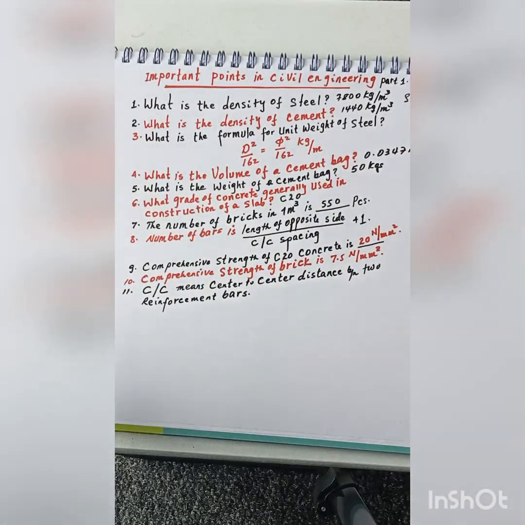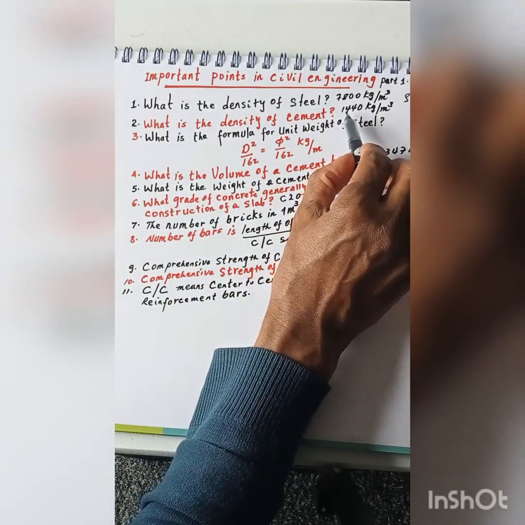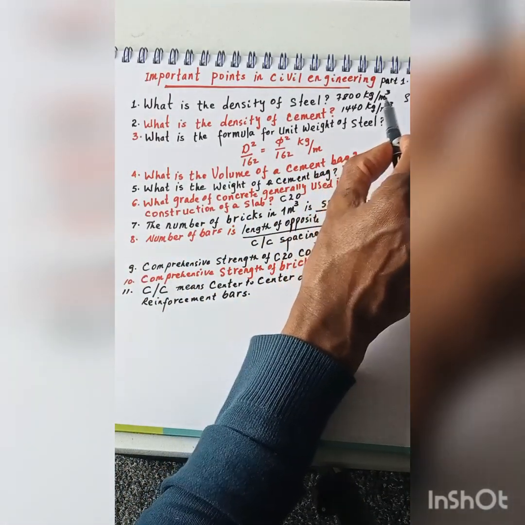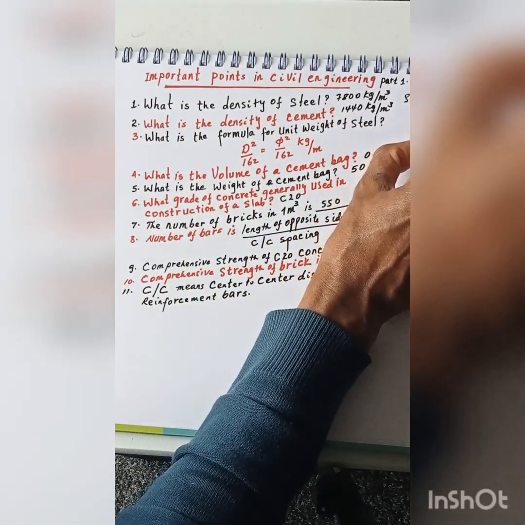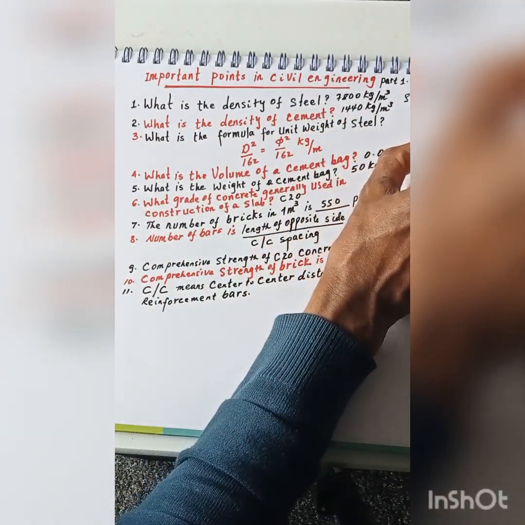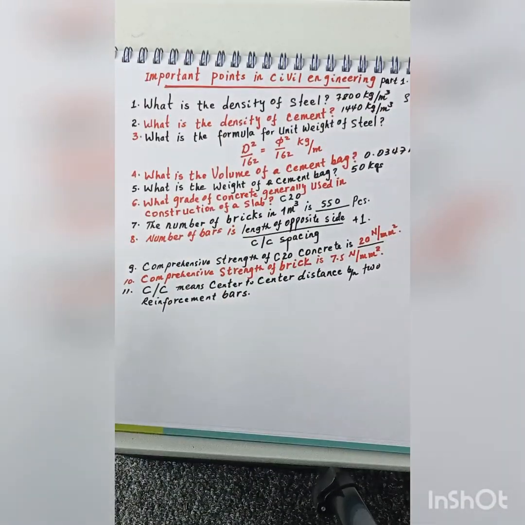Number 2, what is the density of cement? The density of cement is 1,440 kilograms per meter cubed. We know that density is equal to mass over volume.